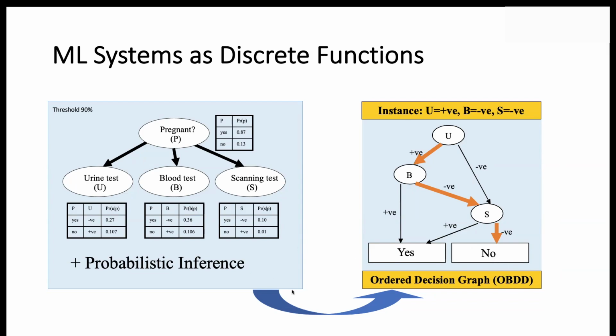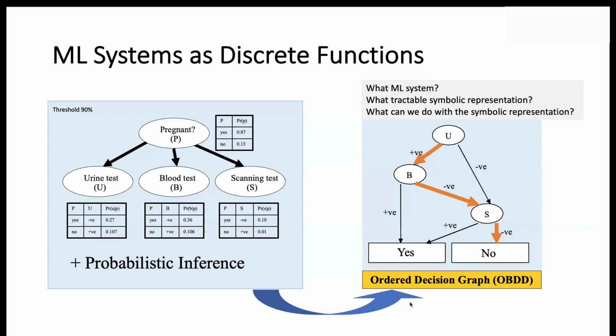In fact, there is a compilation process that takes you from this to that, which guarantees that the two systems will have the exact same decisions on every possible instance. And that's what we mean by capturing the input-output behavior of the machine learning system. Today, we will not talk about the compilation process of how you take something like this and compile it into a symbolic representation that captures its input-output behavior. That will come later.